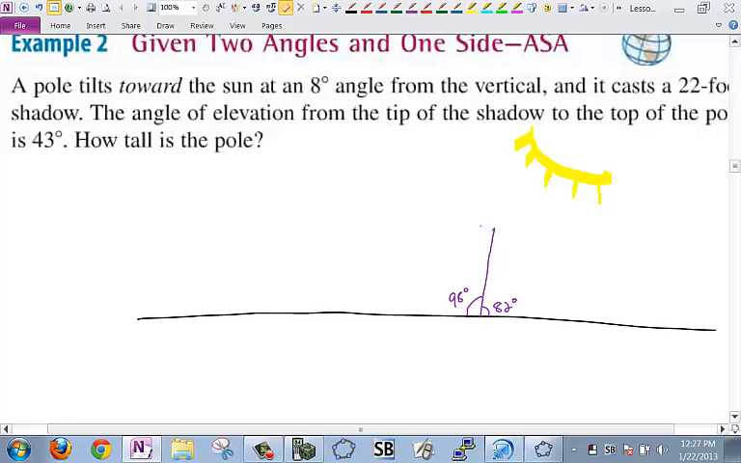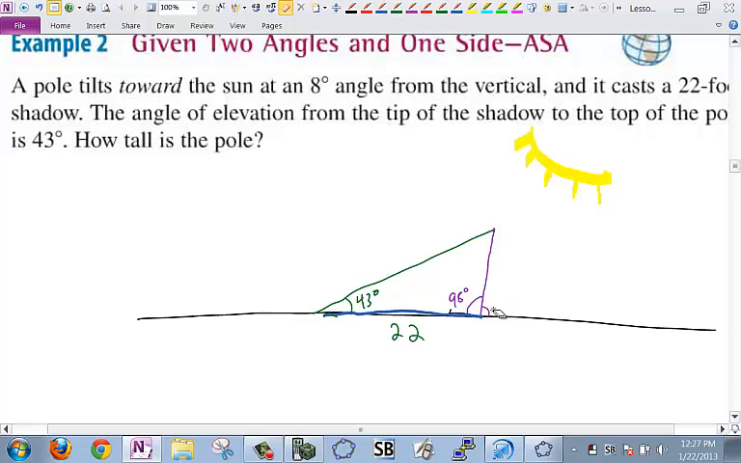Okay. So then they tell us that a shadow, here's a shadow. Here, I'll make the shadow in blue. There's our shadow. And they say that the angle of elevation from the tip of the shadow to the top of the pole is 43 degrees. That's this angle right here. So what you end up with is, and it's also what, a 22-foot shadow? Yep.